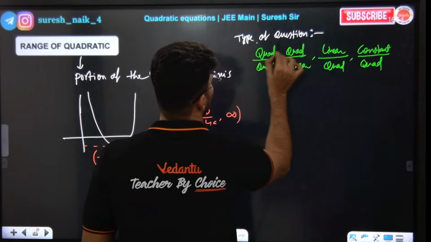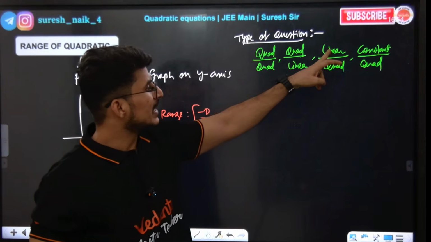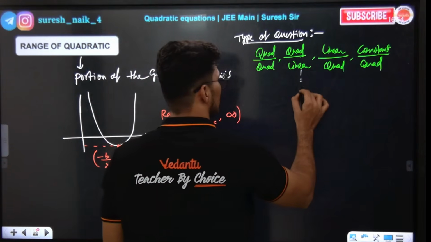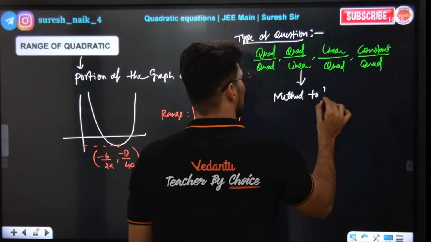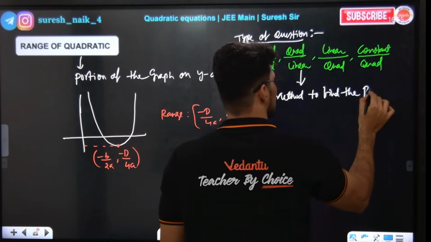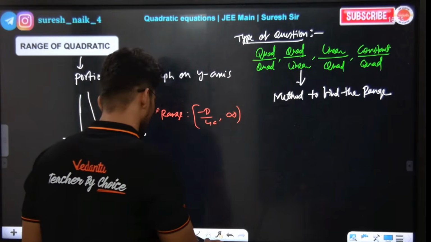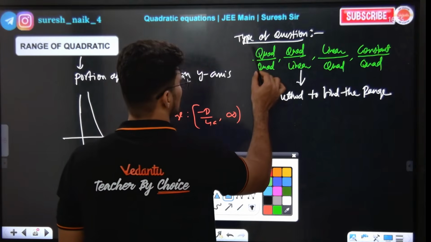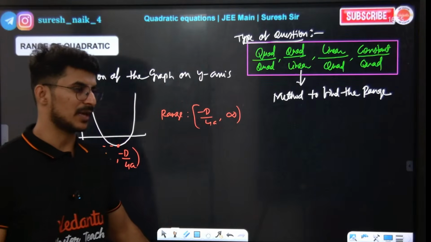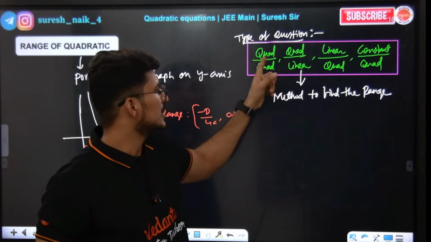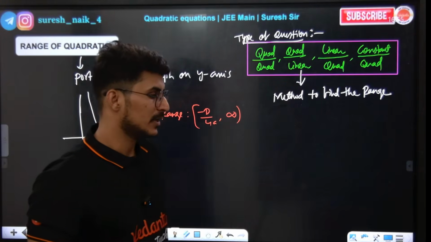Okay, if our question is in this format, how do we find the range, sir? Quadratic by quadratic, quadratic by linear, linear by quadratic, constant by linear. So what is the method to find the range? You always need to follow this method only to get the right answer. This evergreen method is always applicable whenever you get these types of questions: linear by linear, quadratic by quadratic, quadratic by linear, linear by quadratic, constant by quadratic.